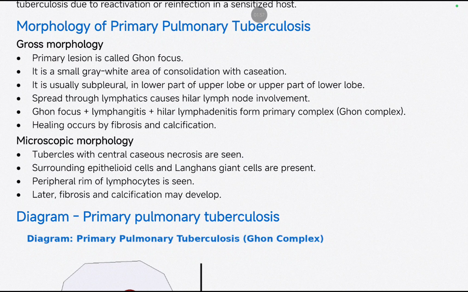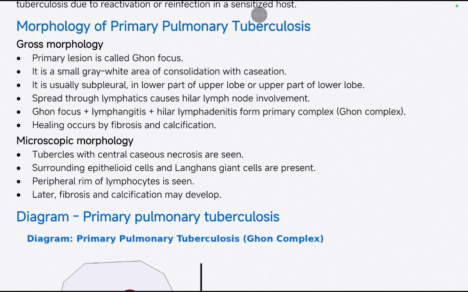First, we have to write about the gross morphology. Gross morphology simply means when we observe it without the microscope, and second is microscopic morphology, which we are able to see under the microscope. So, in gross morphology, there are few points. Please pay attention. They are slightly complicated.